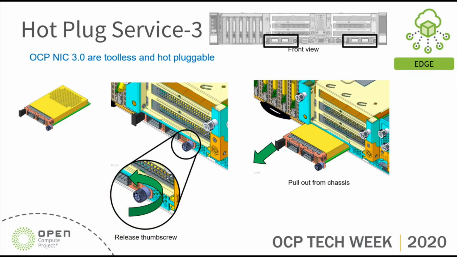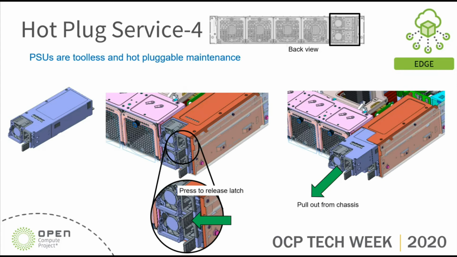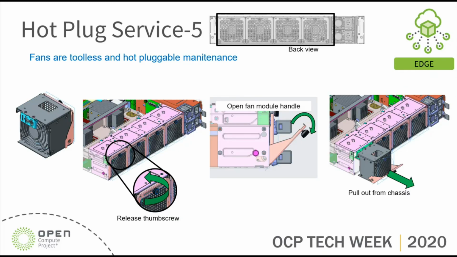And this slide talks about the OCP NIC 3.0. The maintenance for the OCP NIC 3.0 is also toolless and hot pluggable. You just need to release some screws so you can pull out the OCP 3.0 NIC very easily. And this one is the power supply on the rear side. You just need to press the release latch so you can pull out the power supply and replace it with a new one. This page talks about the fan. It is also toolless and hot plug maintenance. You just need to release some screws and you can pull out the fan to replace it with a new one.